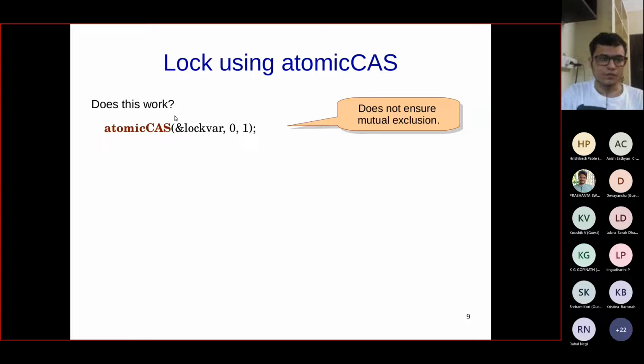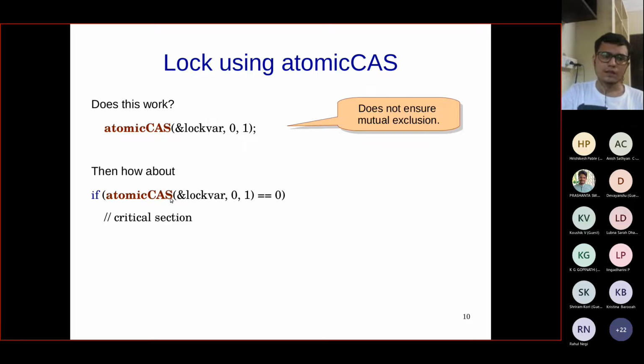Okay, so we understood that this doesn't work because it doesn't ensure mutual exclusion, then how about this? We place this atomic CAS inside an if condition, and what we do is we check if the value returned by the atomic CAS is equal to 0 or not. If it is 0, then execute the critical section.